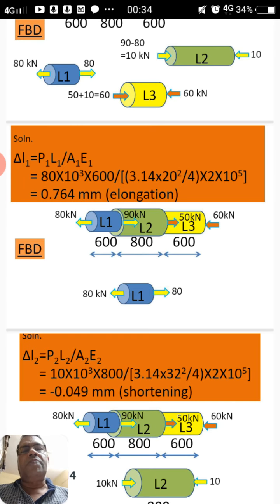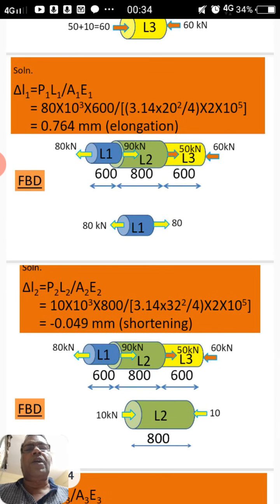Now to calculate the deformation in the first section, that is ΔL1 = P1 L1 / (A1 E1), and the first section has 80 kN tensile force. So 80 × 10³ × 600, the length, divided by 3.14 × 20², the diameter squared, divided by 4, that is πd²/4, multiplied by 2 × 10⁵, the E value, and we get 0.764 mm, that is positive, it is a tensile force, so it is elongation.